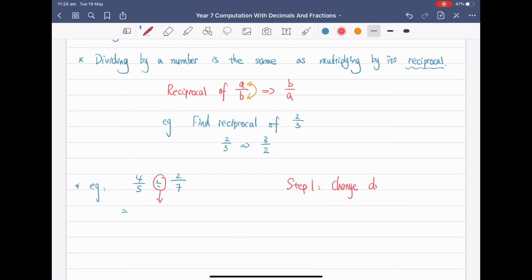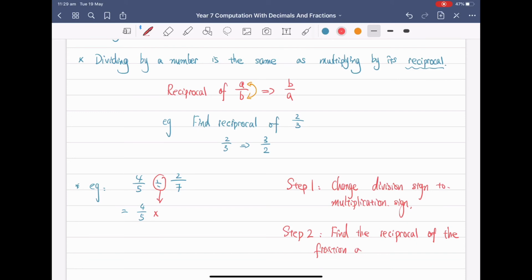Step 1: change the division sign to multiplication. So you write 4 over 5, but this time instead of divide, we change that into multiplication. Then step 2: you find the reciprocal of the fraction after the division sign. This is very important, it has to be the fraction after the division sign.